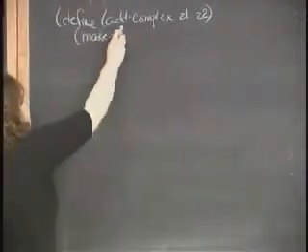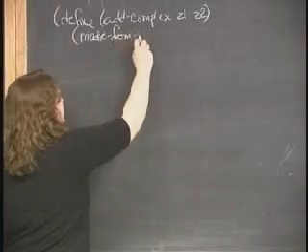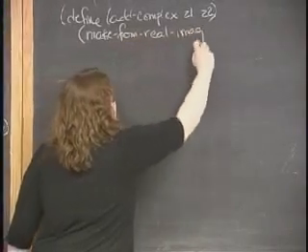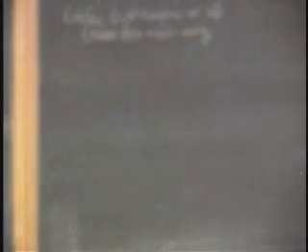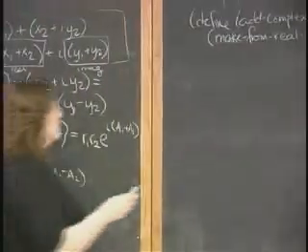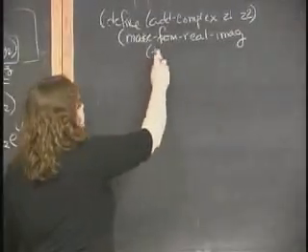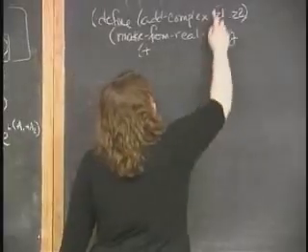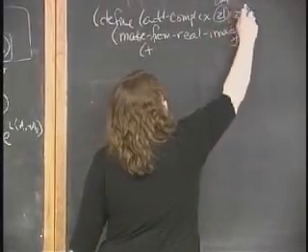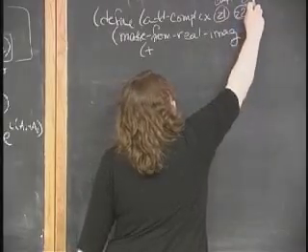Make from real imag. Okay, so how do I get the real part? Add, or plus, and then selectors. What are Z1 and Z2? Z1 and Z2 are complex numbers. Do we need to make complex numbers, or do we already have them?